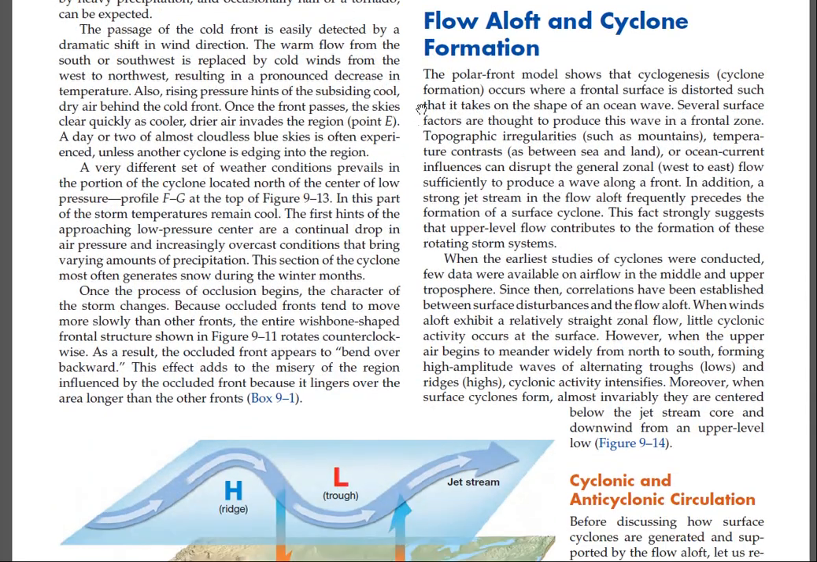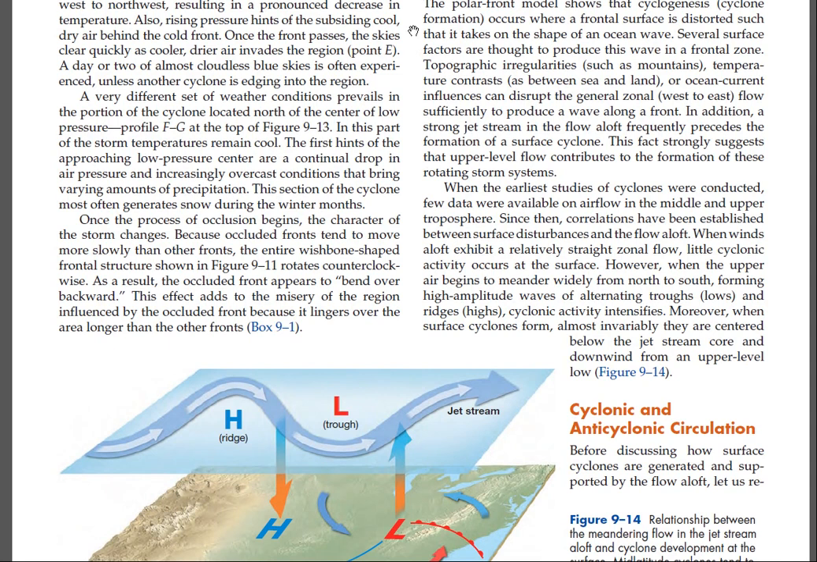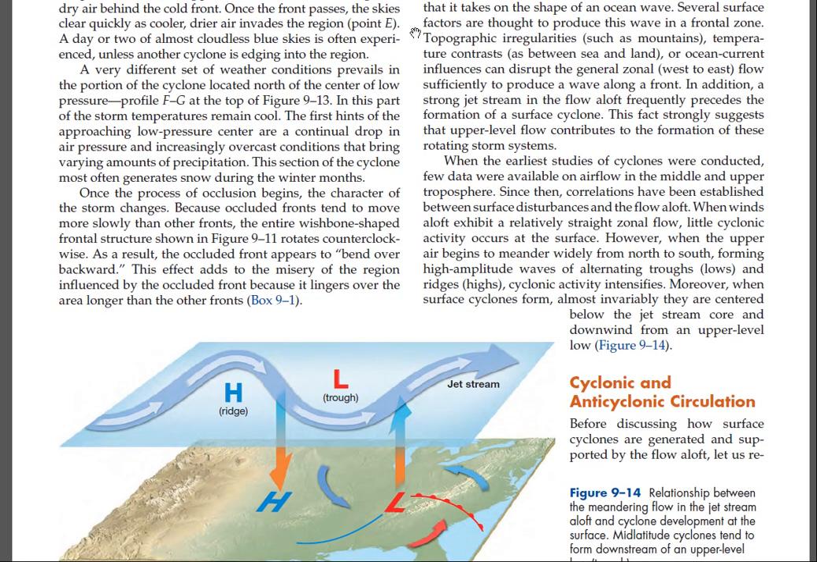The polar front model shows that cyclogenesis, cyclone formation, occurs where a frontal surface is distorted such that it takes on the shape of an ocean wave. Several surface factors are thought to produce this wave in a frontal zone. Topographic irregularities, such as mountains, temperature contrasts, as between sea and land, or ocean current influences can disrupt the general zonal, west to east, flow sufficiently to produce a wave along a front.